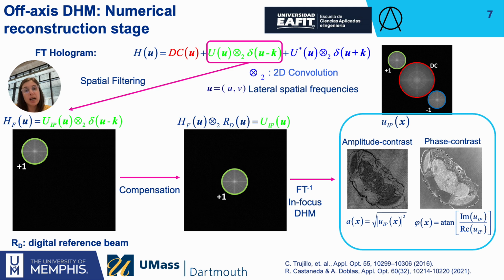So this makes the terms entangled in the space domain, but if the interference angle between the two beams is big enough, we can separate the different terms in the Fourier spectrum, selecting only the information about the object. Once we have separated the spectrum of the object, we shift it back to the center of the Fourier domain, and then you go back to your space domain and you can get the absolute value or the phase image.